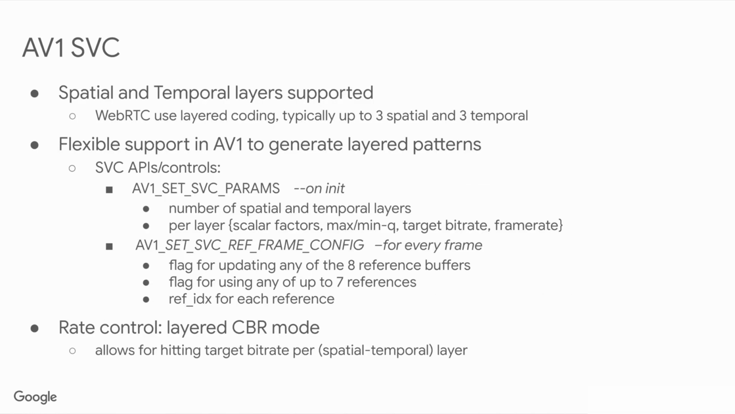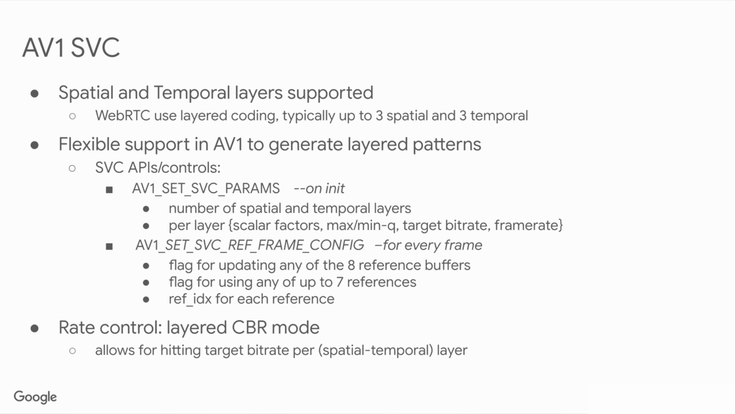So in the next slide, I want to talk about SVC, or layered encoding. The command line and the settings that I've been discussing have always been for one layer encoding. So here I'd like to discuss the layered encoding, or SVC feature, as it pertains to RTC applications. So WebRTC uses layered coding for their RTC applications. They typically use up to 3 spatial and 3 temporal layers, and Meet will use layered coding in multi-way video conference calls to better adapt to receivers that have different bandwidth.